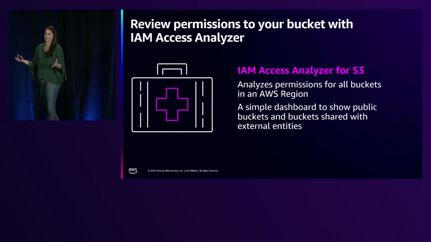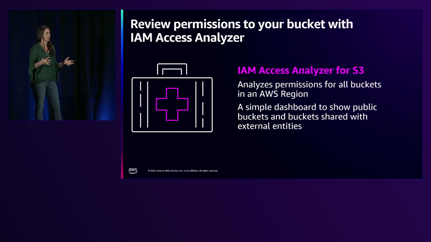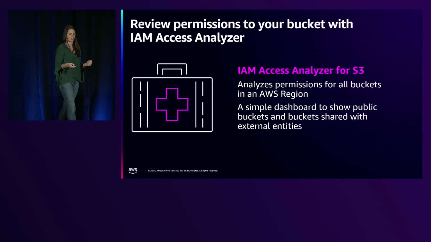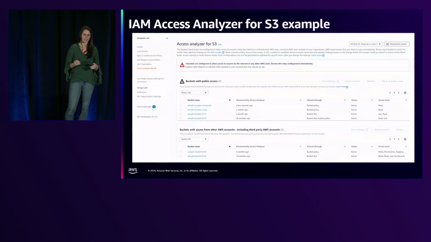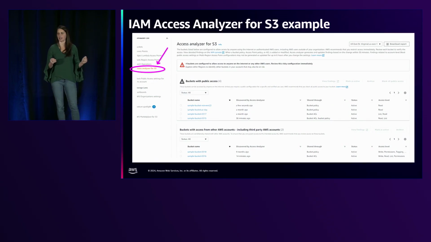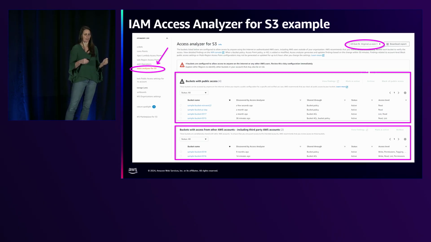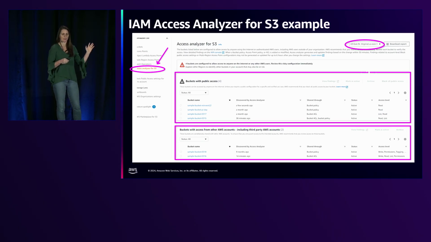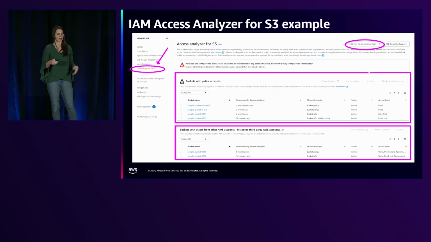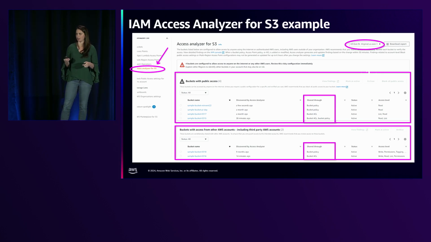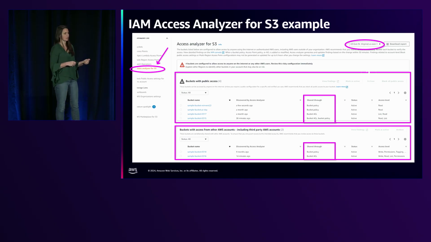All right. If you have lots of buckets, you want a scalable way to audit the permissions to them. We've created a dashboard to show public buckets and buckets that are shared with external entities. We're going to take a quick look at an example here. You select Access Analyzer for S3 on this panel, select the region that you want to look at, and findings are populated. We show buckets with public access at the top and buckets with access from other AWS accounts at the bottom. We analyze your access point policy, your bucket policy, and ACLs to make these findings for you. And we tell you where the policy or the ACL is that's allowing access, so you can go there to make changes if you need to.